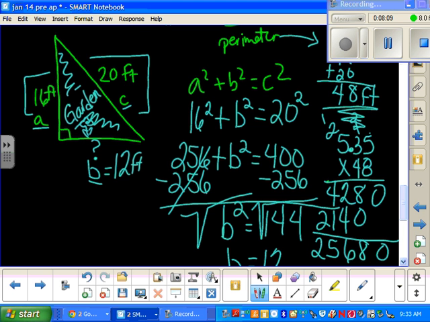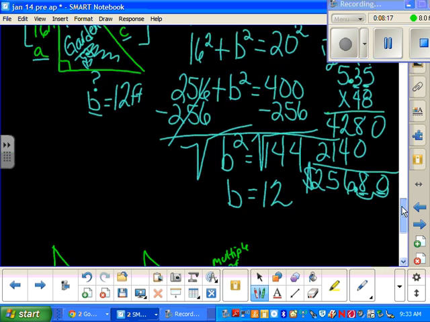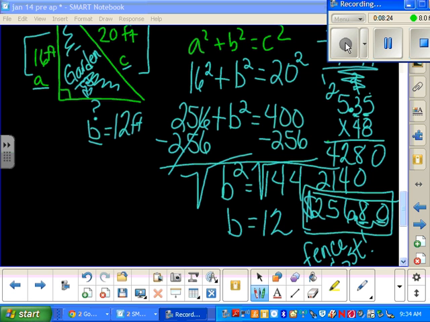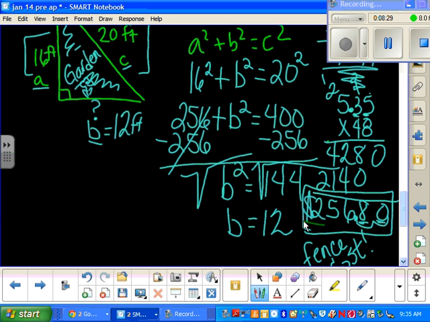We're dealing with money here, so we have to look and see what our change is. So moving the decimal 2 places to the left, we get $256.80 as our answer. Now we know the total cost of the fence, $256.80.